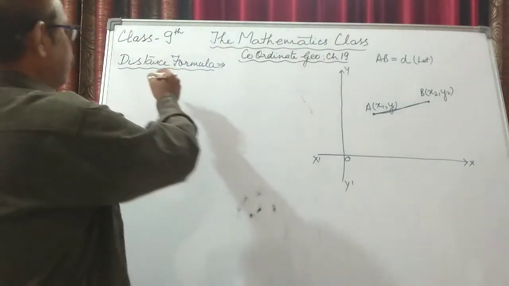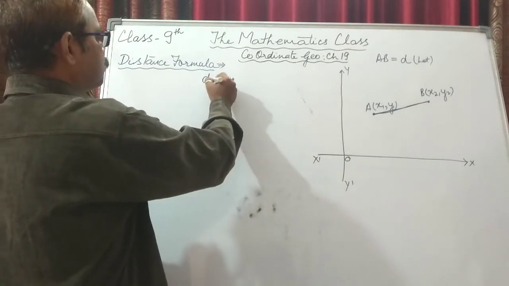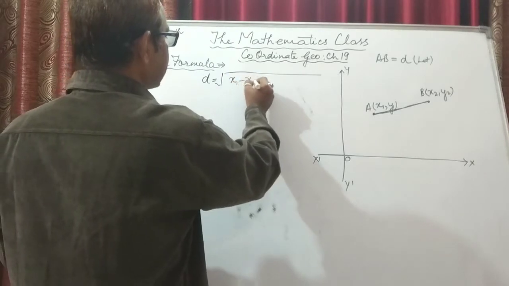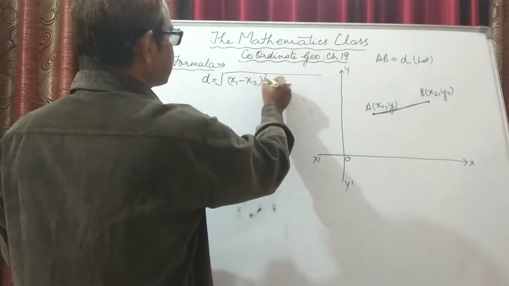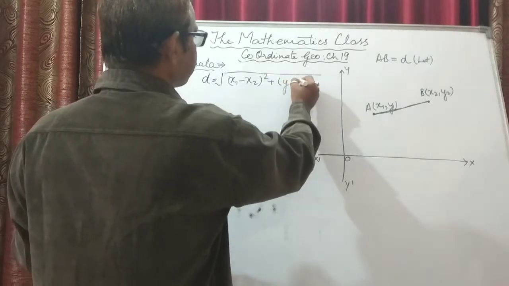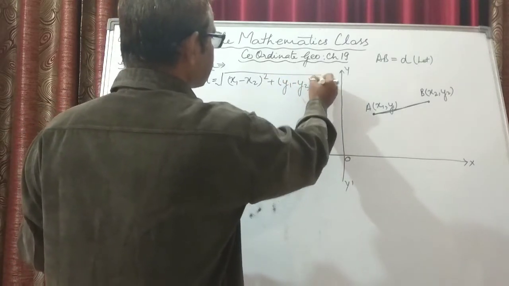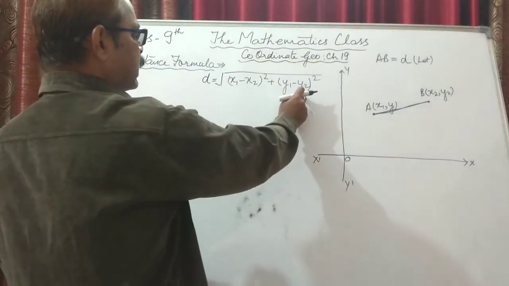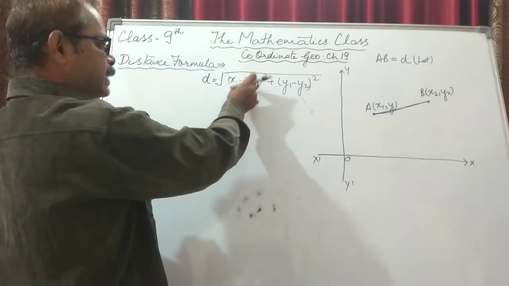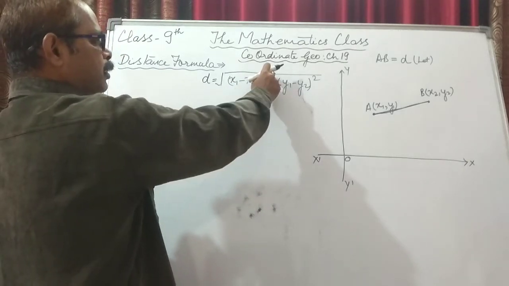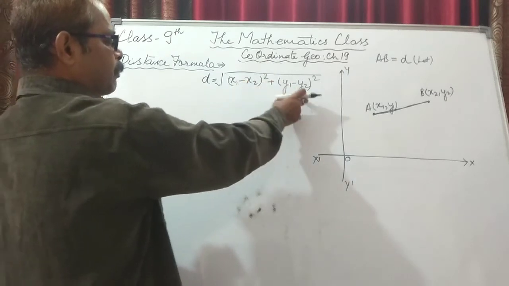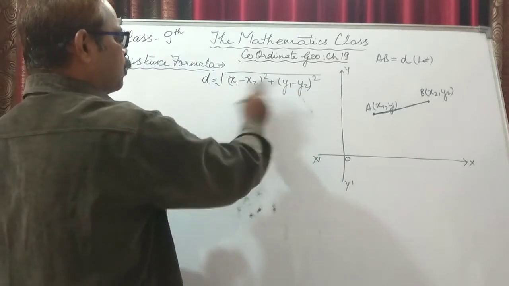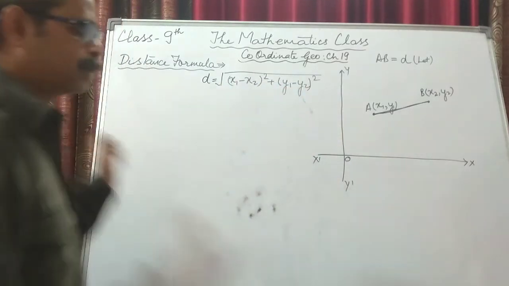So basically the formula is D is equal to under root of (X1 minus X2) whole square plus (Y1 minus Y2) whole square. This is the formula. Sometimes you can also write X2 minus X1 and Y2 minus Y1, because if anything inside the bracket is negative, after you square it, it will become positive. So this hardly matters. But you need to remember 1, 2, 1, 2 or 2, 1, 2, 1, like that it should come.